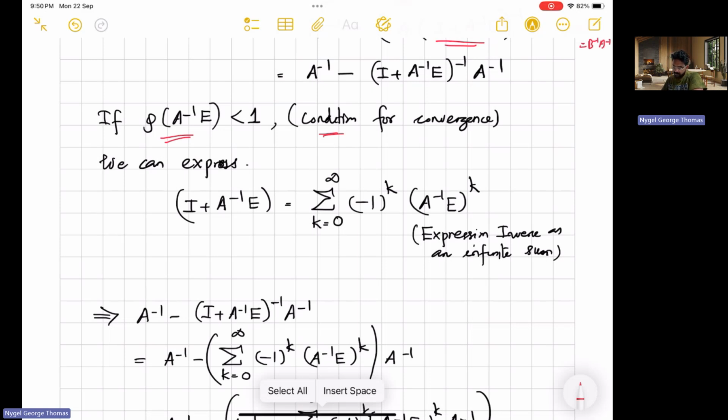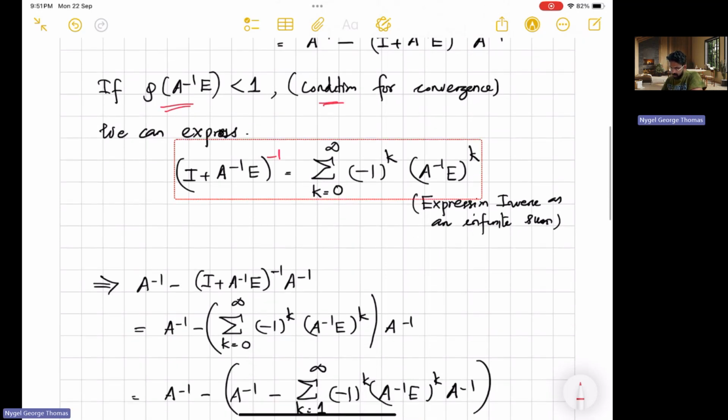What is that infinite sum? It will be sigma k equal to 0 to infinity, (minus 1) raised to k, (A inverse into E) the whole raised to k. This is the expression for the inverse in terms of the infinite sum, derived from that.